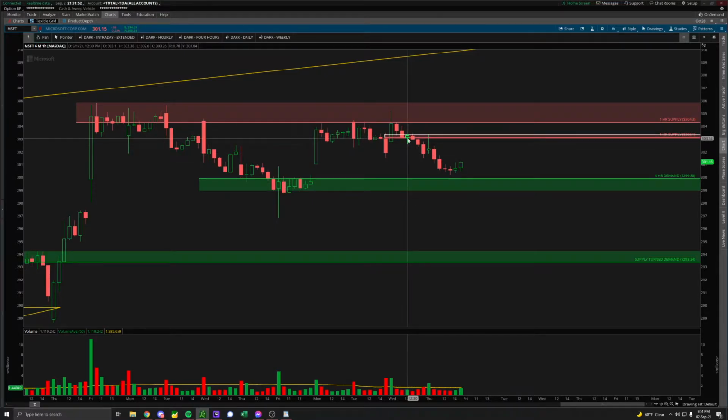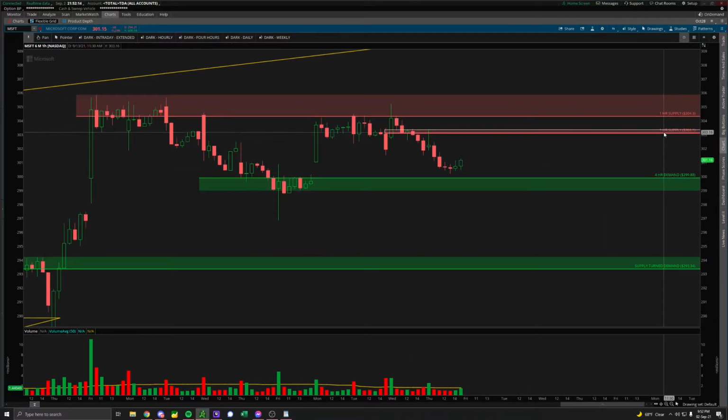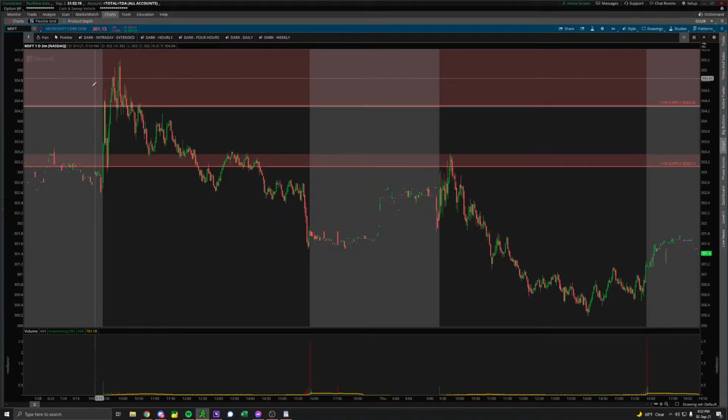So this tells me that at this level, there's a lot of sellers here. The price tried to rally up here, met a lot of resistance from sellers, and they brought the price down. So I took the open of this green basing candle to the top of it, and that's another 1 hour supply zone.